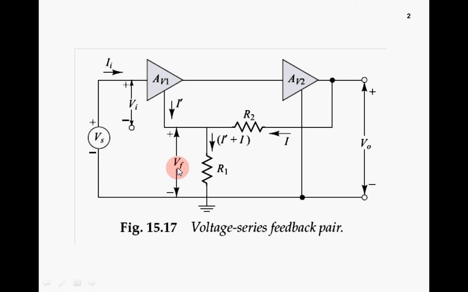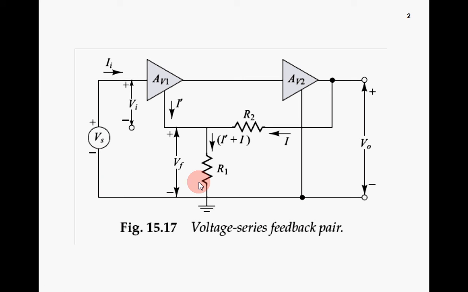If you write the KVL for this loop, you will get minus to plus, that is Vs, plus to minus, that is minus Vi, plus to minus, that is again minus Vf, equal to 0. It means we can write Vi equals Vs minus Vf, right? So here the feedback voltage opposes this external source voltage and therefore the feedback is negative.